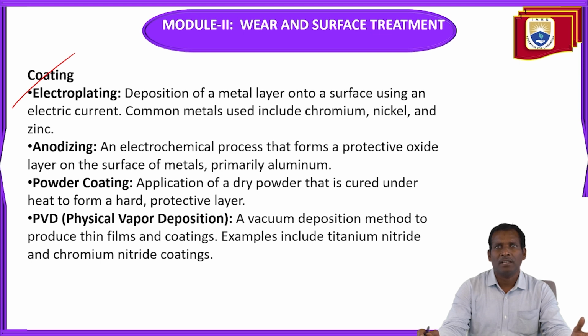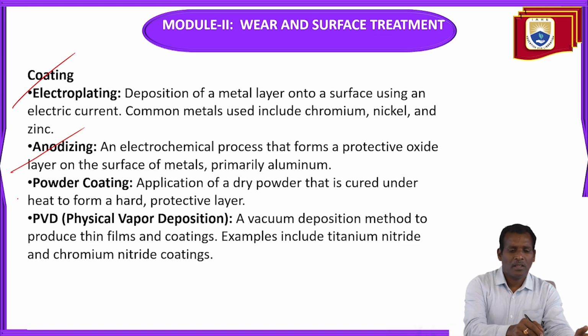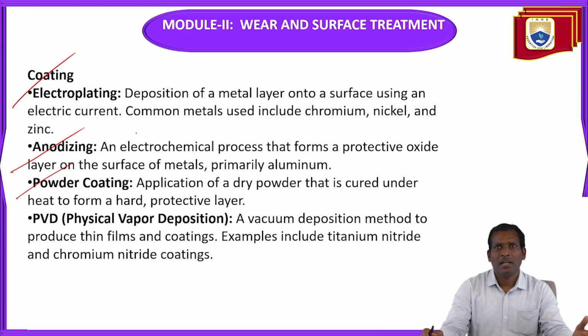Electroplating is the deposition of a metal layer onto a surface using an electric current. Common metals used include chromium, nickel, and zinc. Next, anodizing: an electrochemical process that forms a protective oxide layer on the surface of metals, primarily aluminum. The powder coating method: application of a dry powder that is cured under heat to form a hard protective layer.